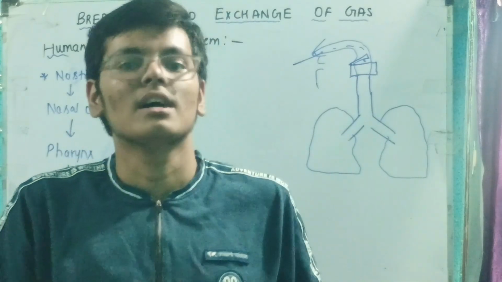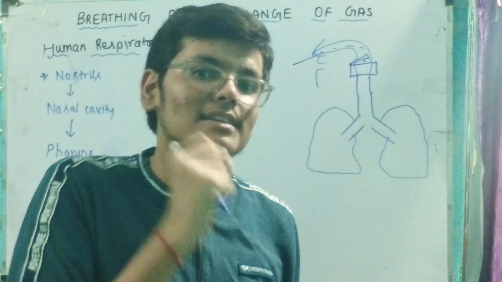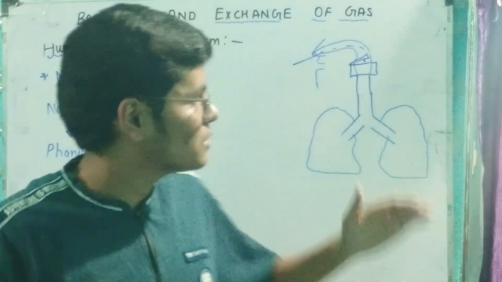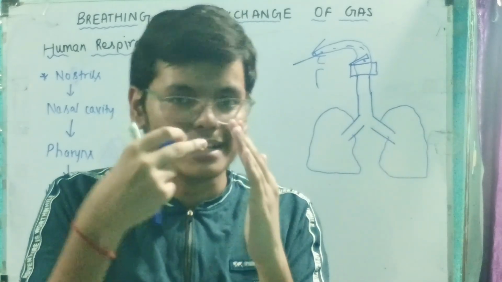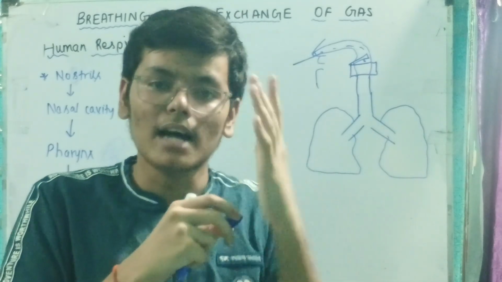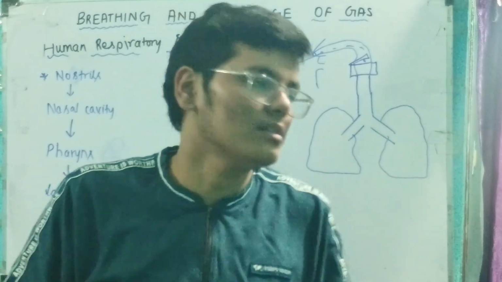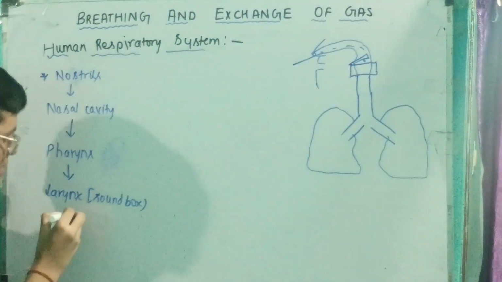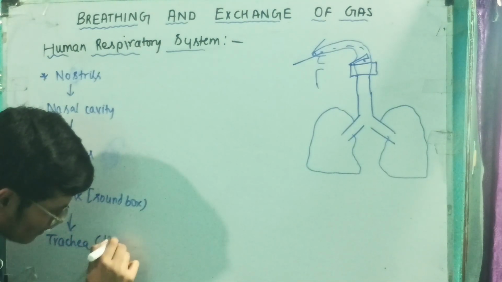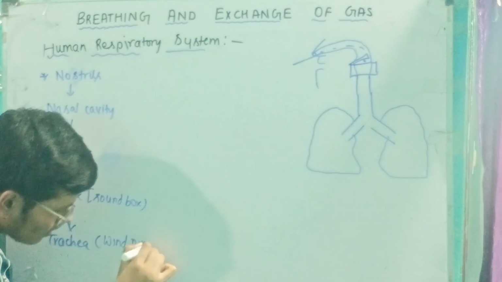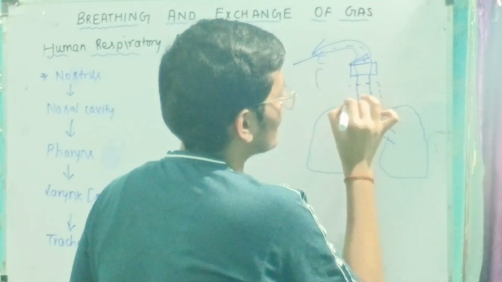Epiglottis covers the glottis, and when we are eating food, sometimes some food particles enter the air pathway. So the epiglottis is usually covered while we are swallowing food, but sometimes when a food particle enters the glottis pathway, there is an abrupt movement in the epiglottis region. Because of that, we cough while eating food. After the larynx, we have trachea. Trachea is nothing but the windpipe. This trachea is called the windpipe.